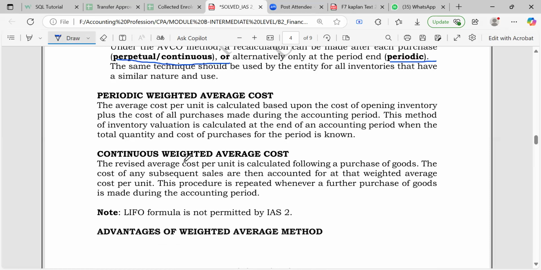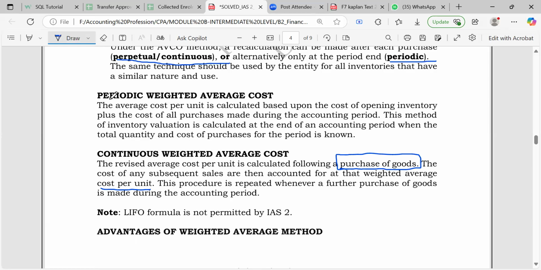When we speak of continuous weighted average cost, we say the revised average cost per unit is calculated following a purchase of goods. As I've told you, whenever you have a new consignment, that's when you recalculate, because that's when the cost would change. If you haven't received any new product and you already calculated the average price, you don't have to calculate it again. That's why the cost of any subsequent sales is then accounted for at the weighted average cost per unit. So simply speaking, you get the average cost of inventories as long as you receive a new consignment. Whatever new consignment comes, you do it.